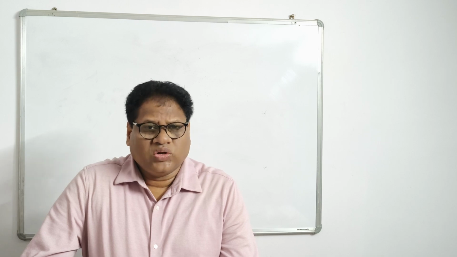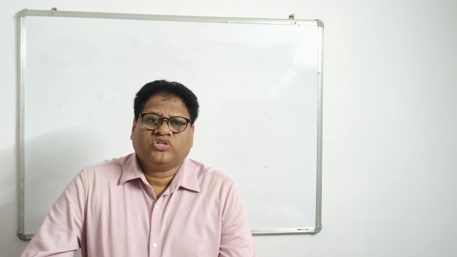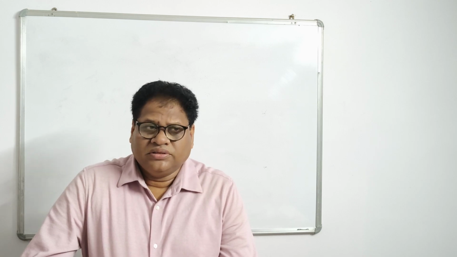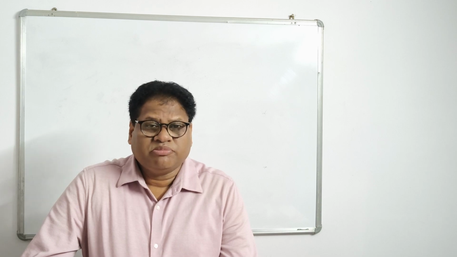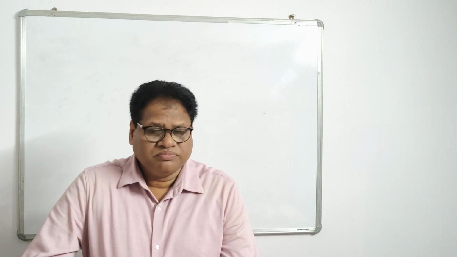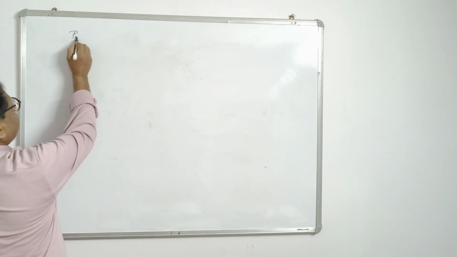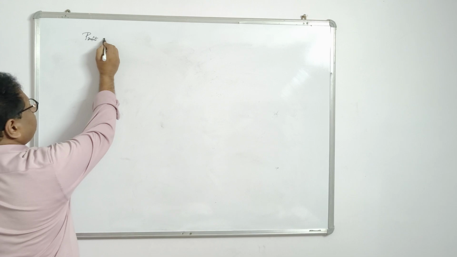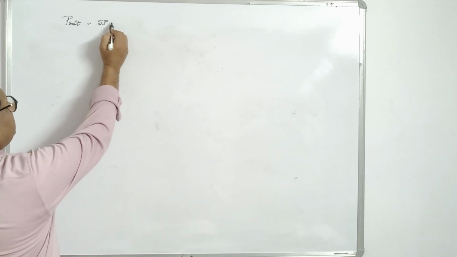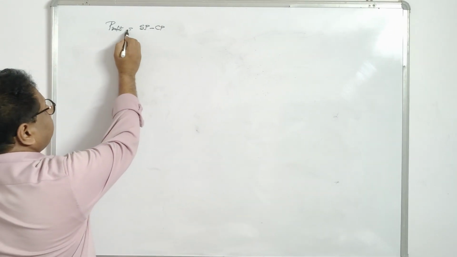Discuss about profit and loss. This particular chapter is meant especially for class 7 and 8, and I'm giving you some simplest methods to handle the questions. The condition for profit is very clear: the selling price should exceed the cost price, right?